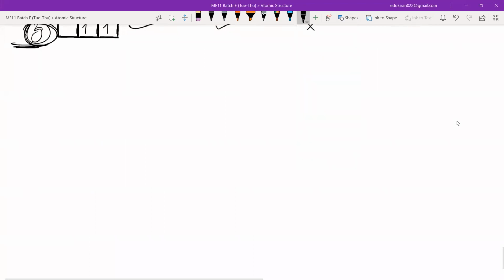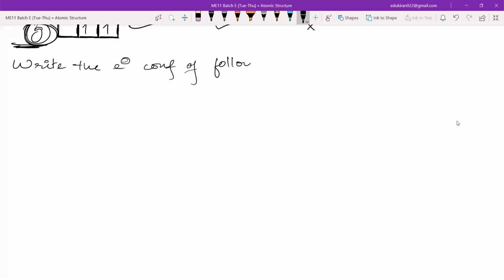Now, write the electronic configuration of the following. We'll start with a simple one, the A part. Let us start with hydrogen. If I have hydrogen, what is the atomic number? The atomic number for hydrogen is 1.